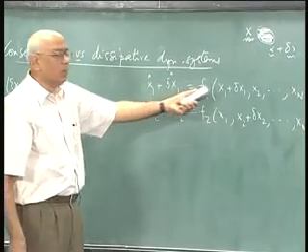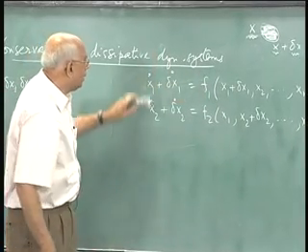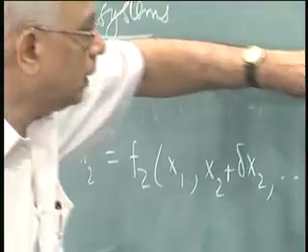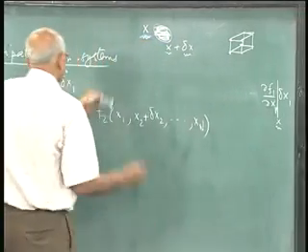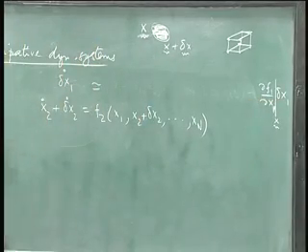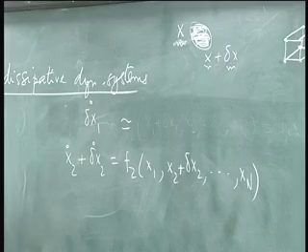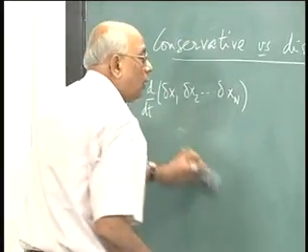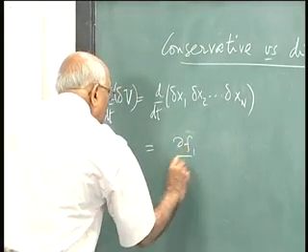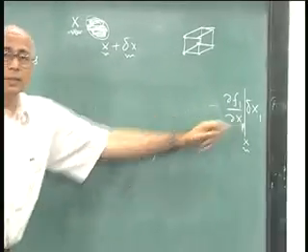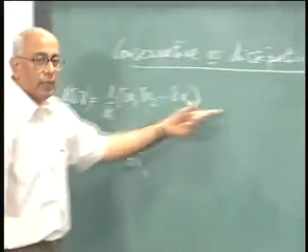x1 dot is f1 of x1, x2, etc., and that immediately says this function here is cancelled, and you get just this. To first order in delta x1 it says this, because the original f1 at the point x cancels out on both sides, and so on for each of these, and therefore you end up with delta f1 over delta x1 times delta x1 multiplied by delta x2, delta x3, etc.